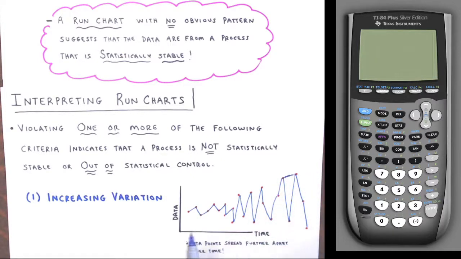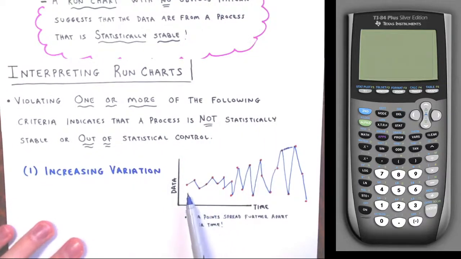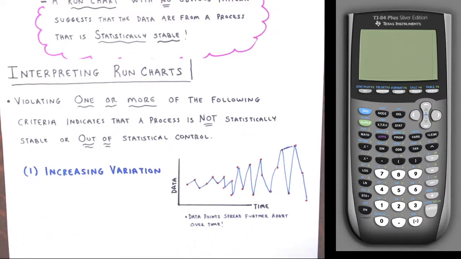Okay. So one, if you're noticing increasing variation in the data. An example is something like that, a run chart where that happens. Again, data values are on the vertical, time on the horizontal. If the data points seem to spread further apart over time, that's not good.